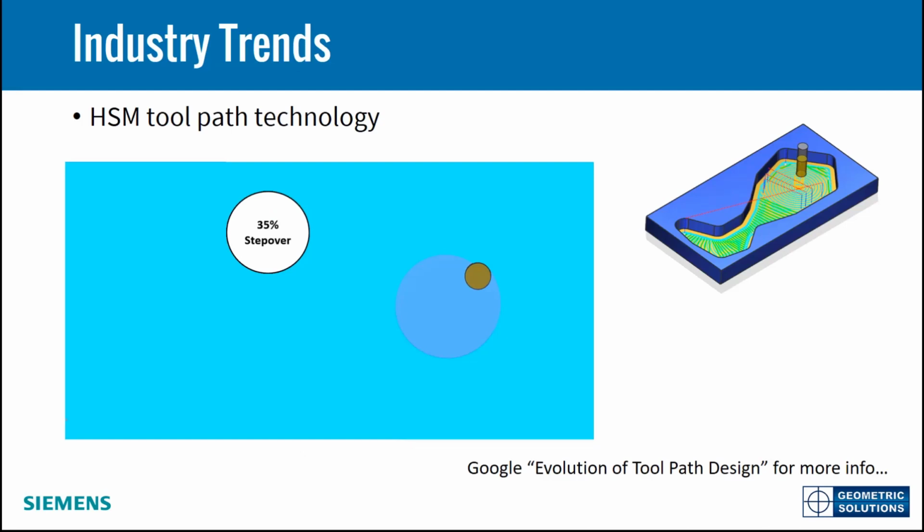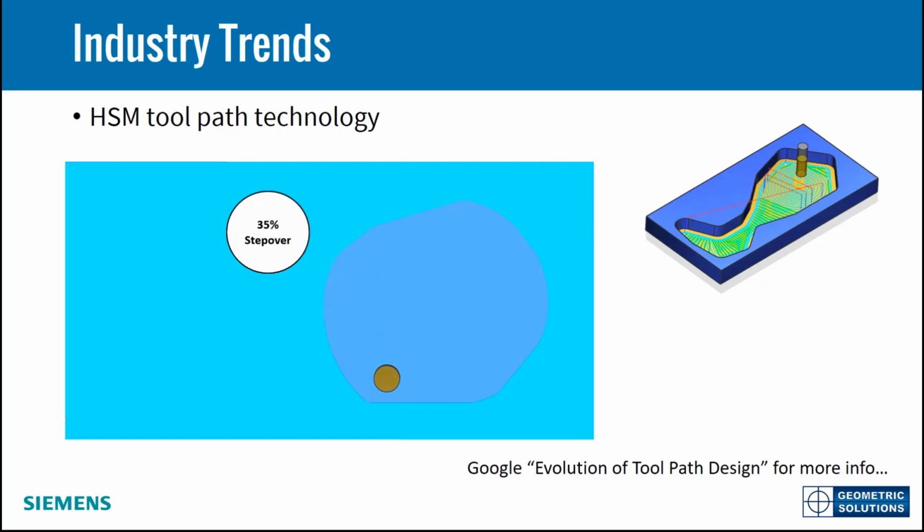You've seen this slide before, but here we're going to spend a little bit more time talking about this HSM, or high-speed machine toolpath technology. Now it's interesting, if you wanted to, you could actually Google the evolution of toolpath design and you'd get more information. So what's going on here with the HSM? Now at Siemens we call it adaptive roughing. Other companies call it something else. Basically what it is, you're ensuring that the tool never gets buried in the cut.